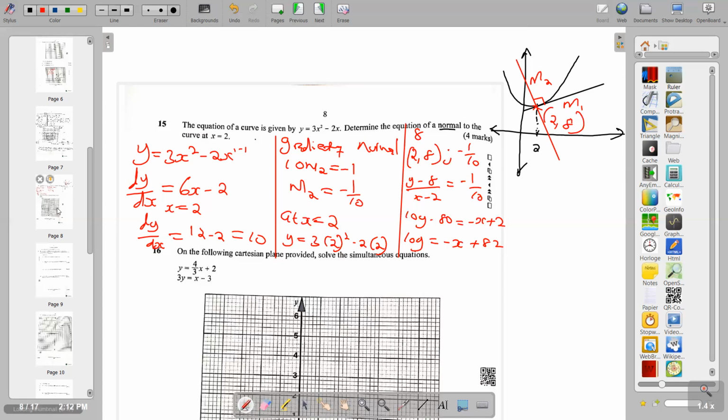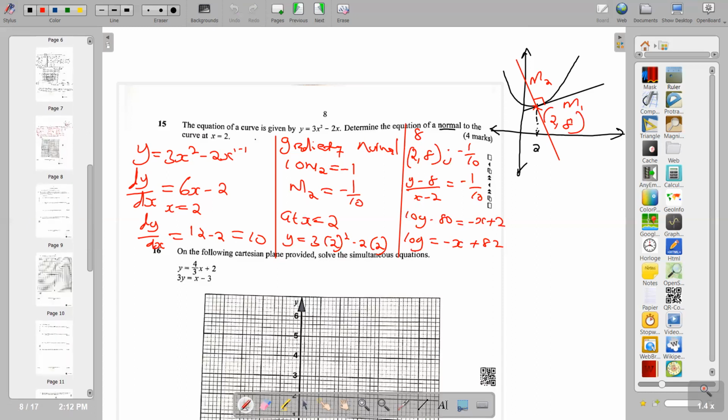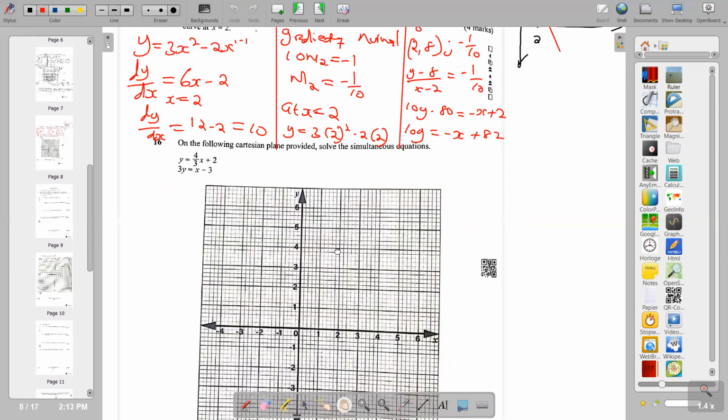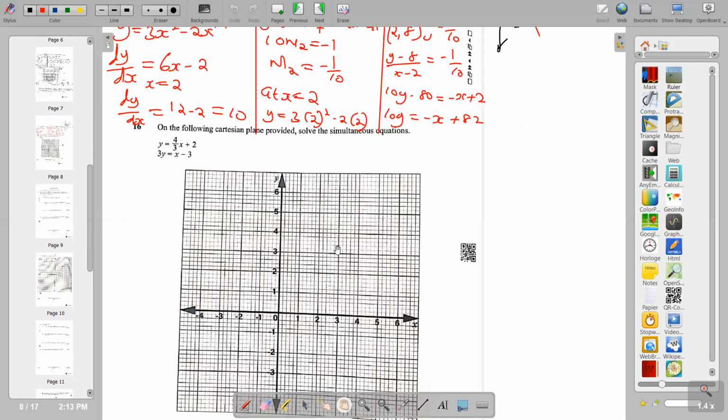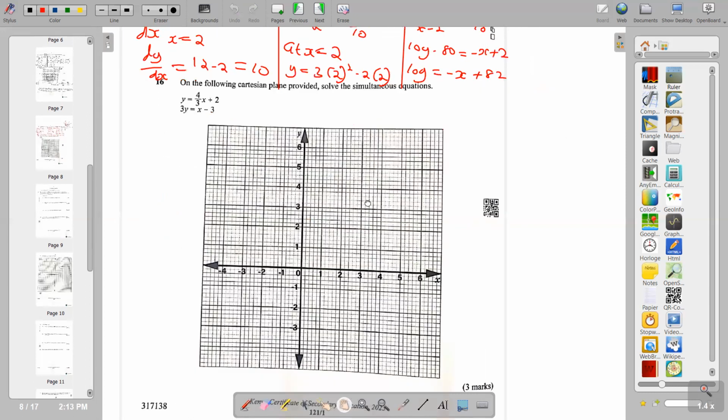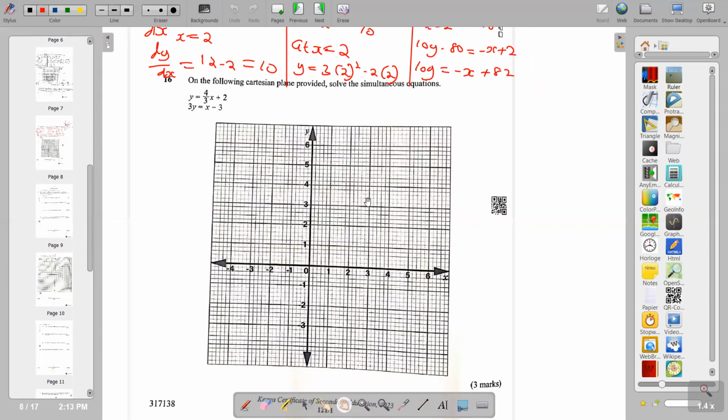Number 16. You're told, on the following Cartesian plane provided, solve the simultaneous equations. Now this is a question from form 1, solving the simultaneous equations using graphical method.